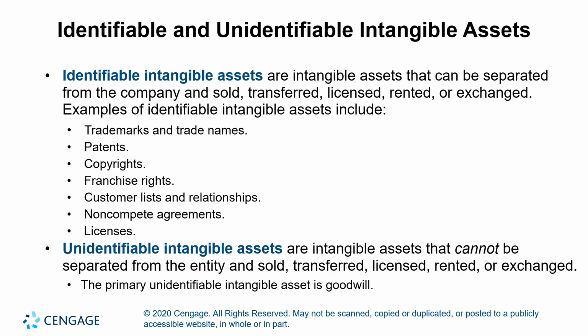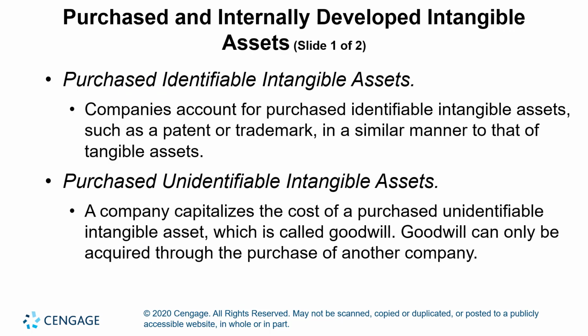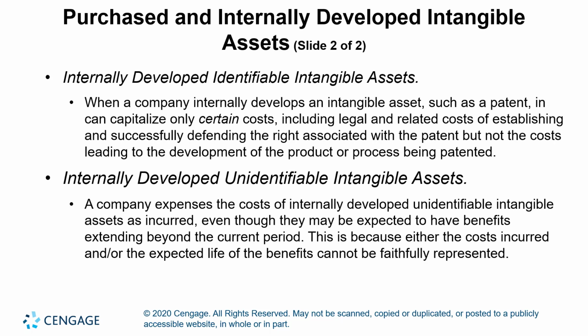Identifiable intangible assets can be separated from the company and sold, transferred, licensed, rented, or exchanged. Examples are trademarks, trade names, patents, copyrights, franchise rights, customer lists and relations, non-competes, and licenses. Unidentifiable are the ones that can't be separated. These are primarily related to goodwill. When you purchase intangibles, companies account for the purchased identifiable intangible assets, such as a patent or trademark, in a similar manner as tangible assets. A company capitalizes an unidentifiable intangible asset, which is called goodwill. Goodwill can only be acquired through purchasing another company.